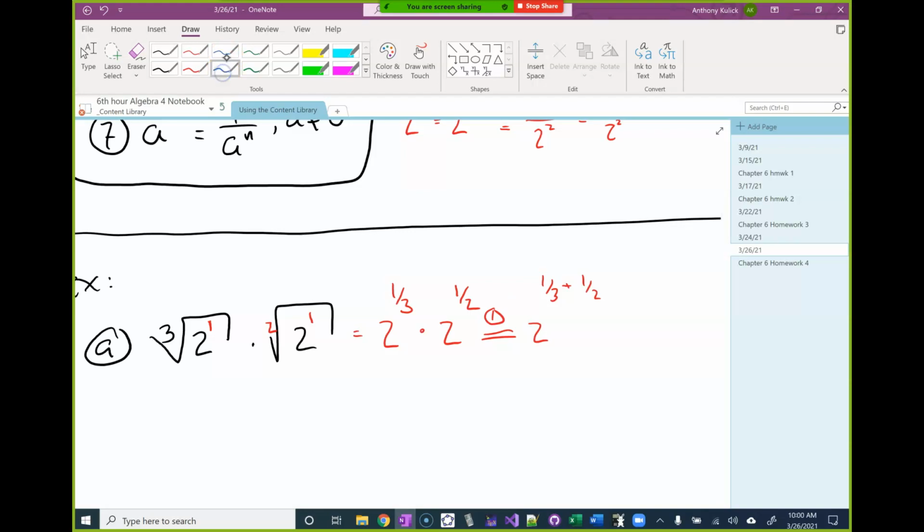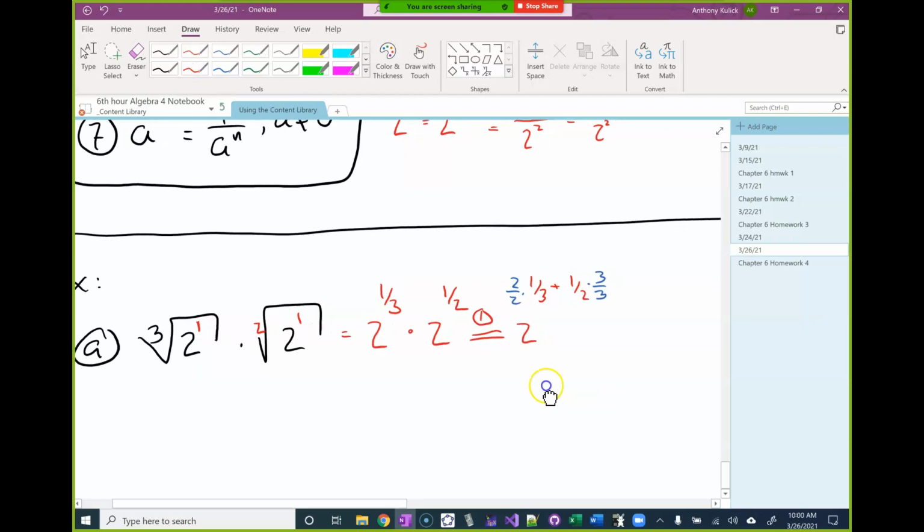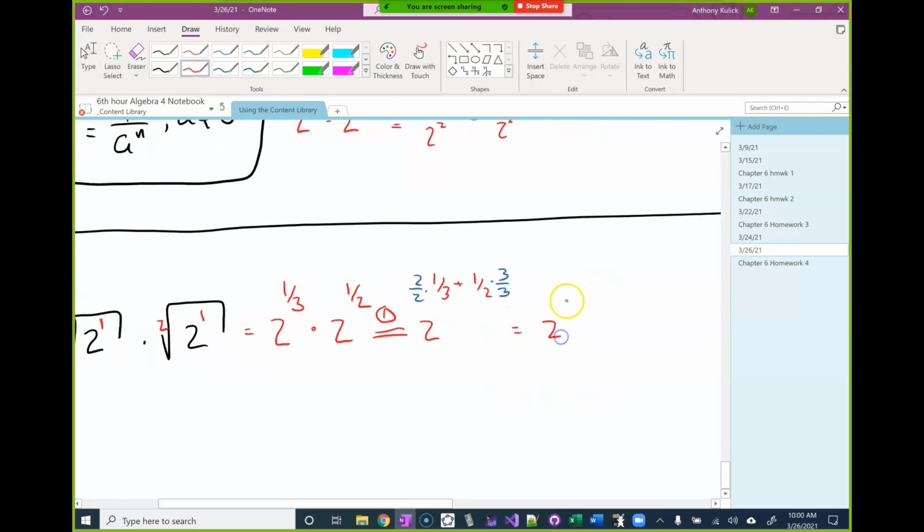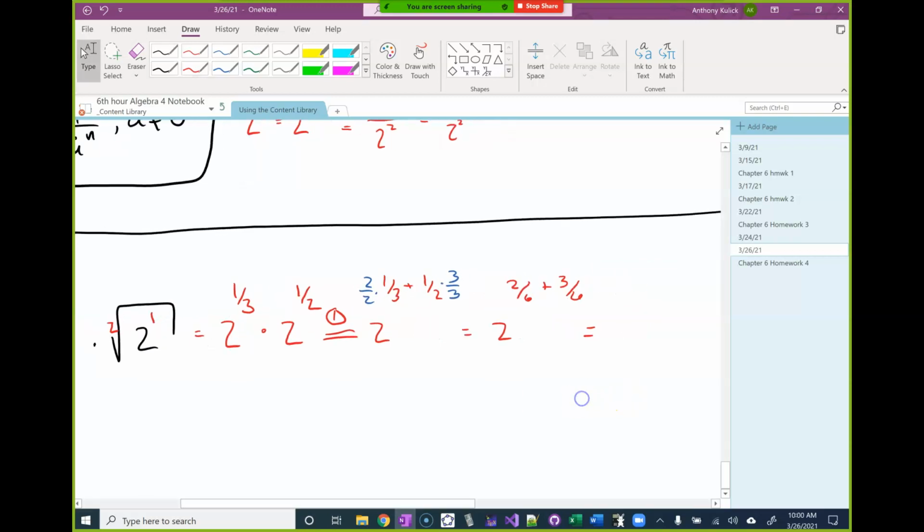So to add 1/3 and 1/2, I need to make a common denominator. The common denominator between 1/3 and 1/2 would be 6. So I'm going to multiply that first fraction by 2 over 2 and the second fraction by 3 over 3. That's 2 to the 2/6 plus 3/6, which is just 2 to the 5/6. Remember, when we add fractions, we add the numerator, but the denominator just stays the same.